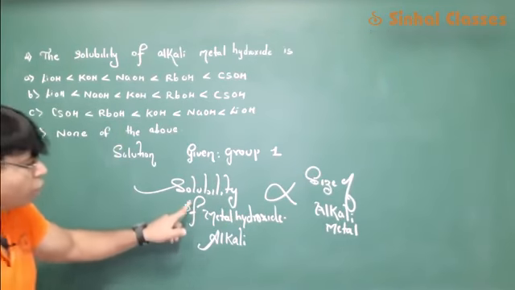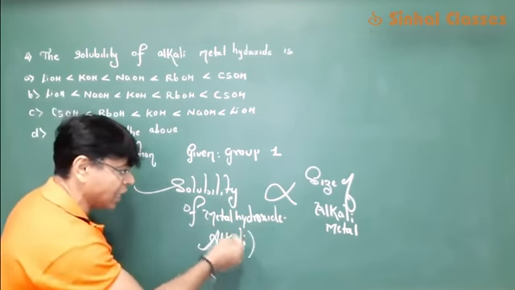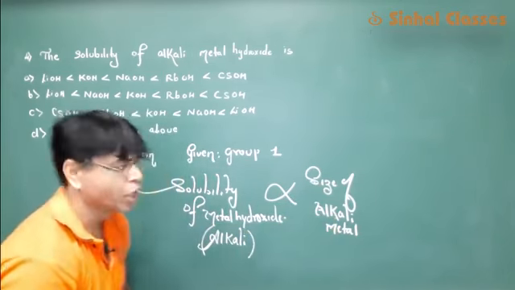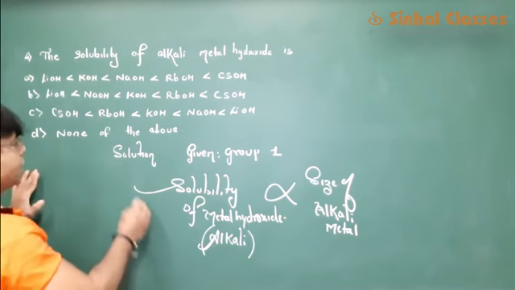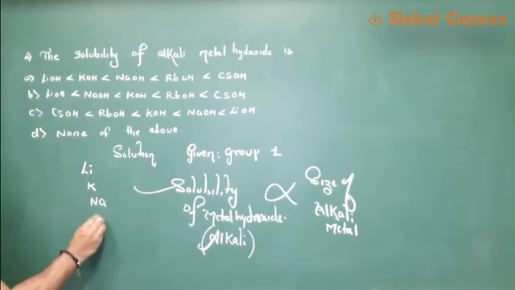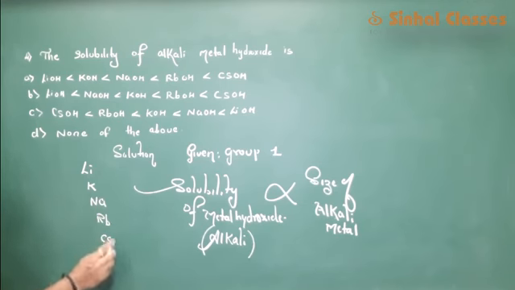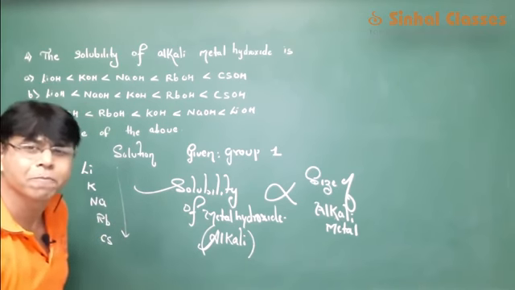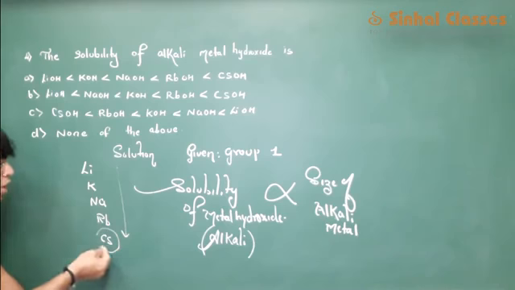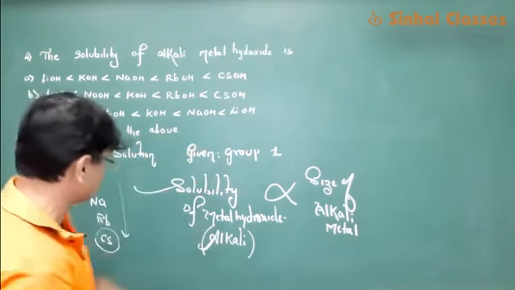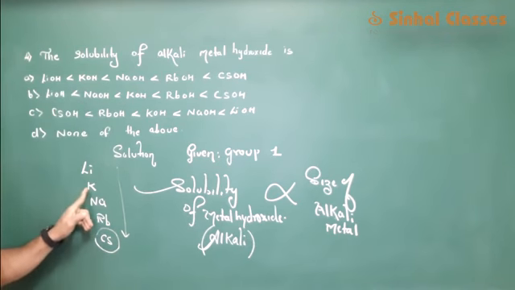So when I say solubility of metal hydroxide for alkali is directly proportional to the size of the alkali metal. Let us see which are the metals taken here. You have been given lithium, potassium, sodium, rubidium, cesium. So tell me, as we go down the group, the size increases. So the largest size will be for cesium. Definitely its hydroxide will be more soluble compared to rubidium, compared to sodium, compared to potassium, compared to lithium.